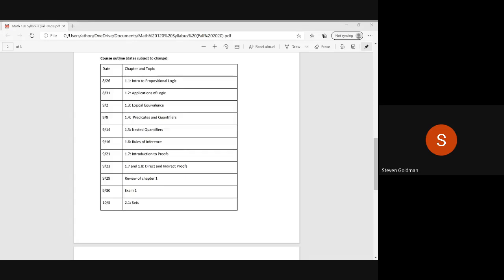Is homework graded? No, the homework will not be graded. I'm not going to collect the homework. The homework problems are for you to do. They will prepare you for the quizzes and for the exams. One of the best ways to learn the material is through doing the homework. Any other questions?